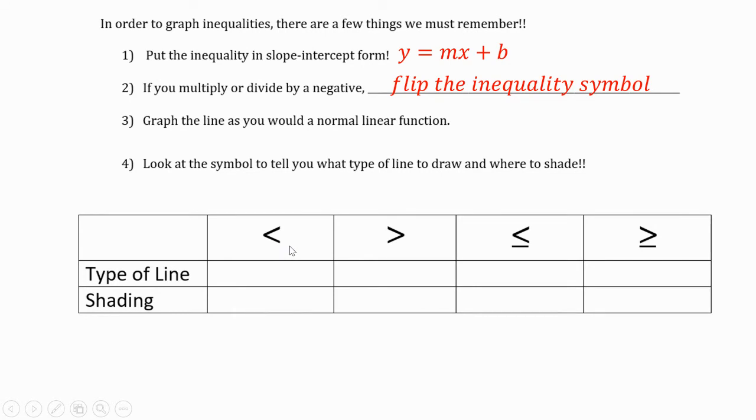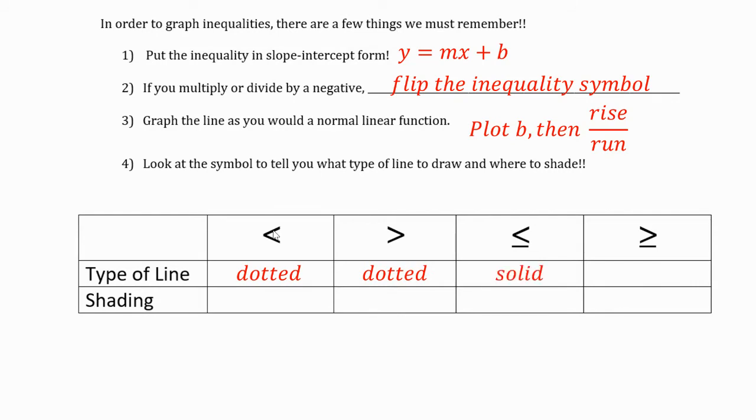Another way to do it is put both of your hands up in front of you and look at your fingers on the left side, and that it looks like an L. Left is L, it's pointing to the left. Right does not look like that. So this is less than. It's going to be a dotted line or a broken line. Greater than is a dotted or broken line.